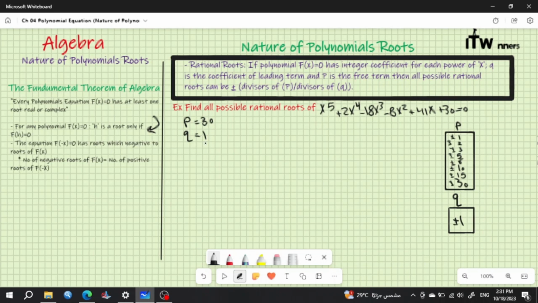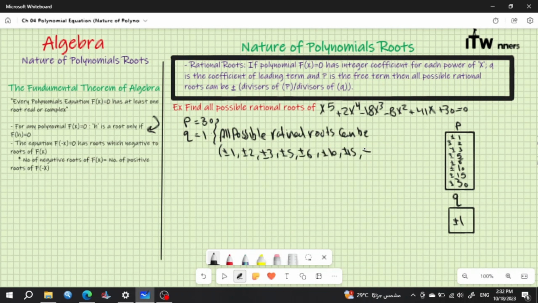Okay, so all possible rational roots can be plus or minus 1, plus or minus 2, plus or minus 3, plus or minus 5, plus or minus 6, plus or minus 10, plus or minus 15, plus or minus 30.